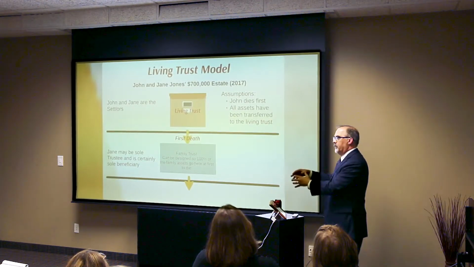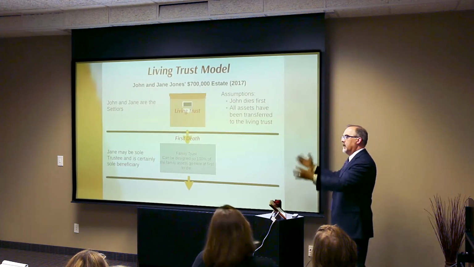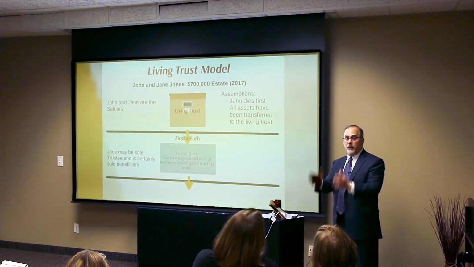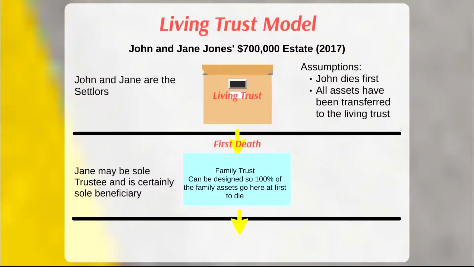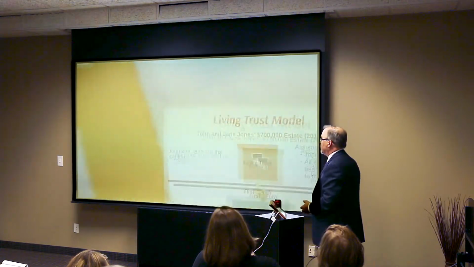Jane is going to have full revocable control over her part. She can take it out, she can spend it. John's half is locked down. She can use it, but she can't give it away. She can't change John's estate plan after he dies. She can't give his property to Jack or somebody else, so that the property passes on to Timmy and Susan automatically on the second to die.